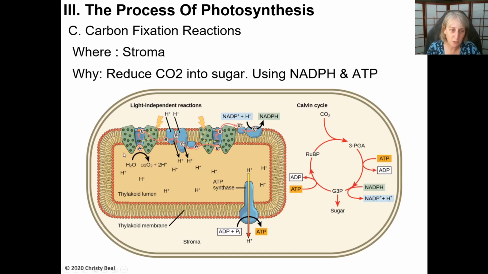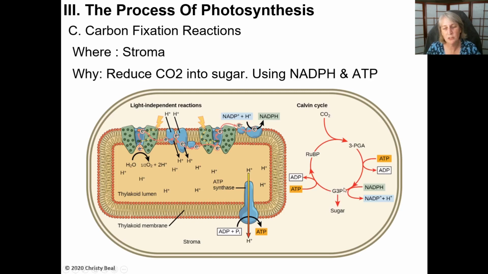This is what we've done. This is one giant thylakoid, and the Carbon cycle is now part of this process. The Carbon cycle occurs in the stroma. It uses the ATP and NADPH that we made in the light reaction. It uses carbon dioxide, what you're breathing out, from the atmosphere. Why are we doing it? We need to reduce carbon dioxide into sugar.